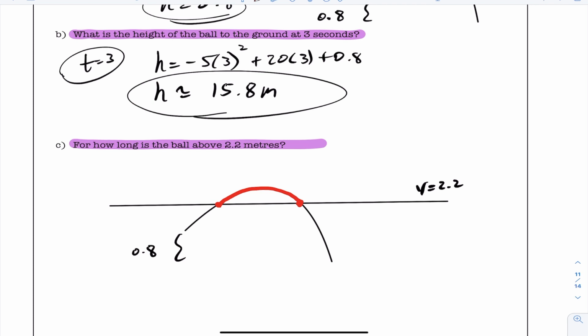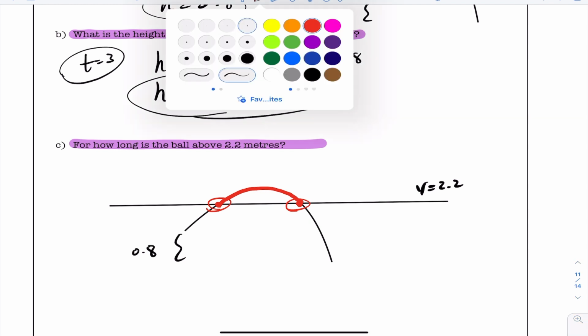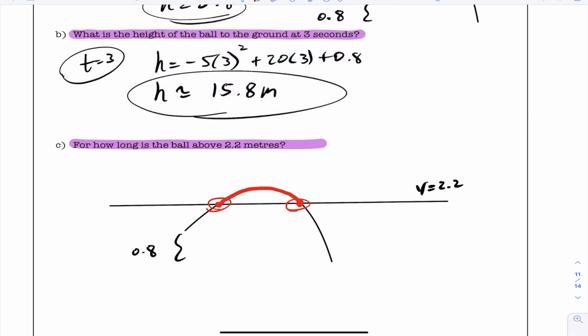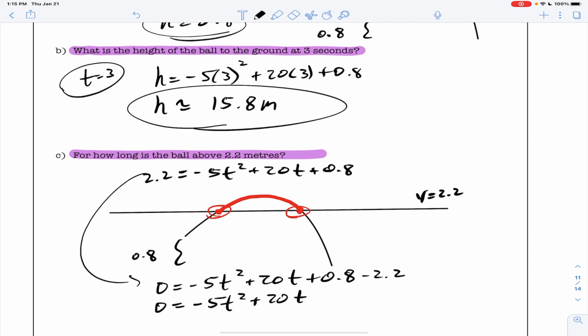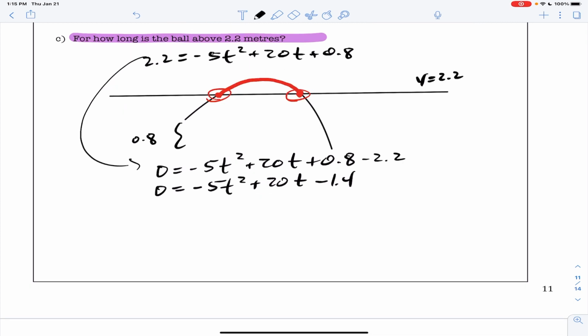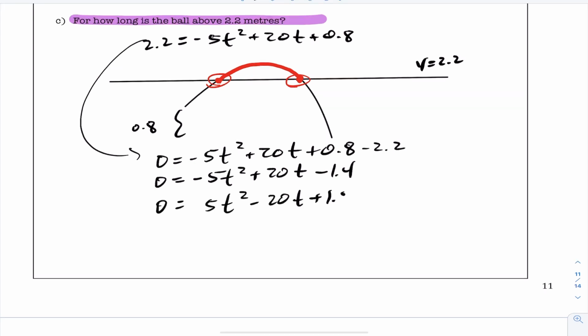So to find that, you want to find when does the ball actually reach 2.2 meters. So what I'm going to do here is I'm going to set my quadratic equal to 2.2, and then I can go ahead and start solving this here. So I'm going to bring everything to one side. And we got 0.8 minus 2.2 is negative 1.4. I'm going to go ahead and divide across by negative 1. And then we're going to use the quadratic equation here. So the quadratic formula is t equals negative b plus or minus the square root of b squared minus 4ac over 2 times a.